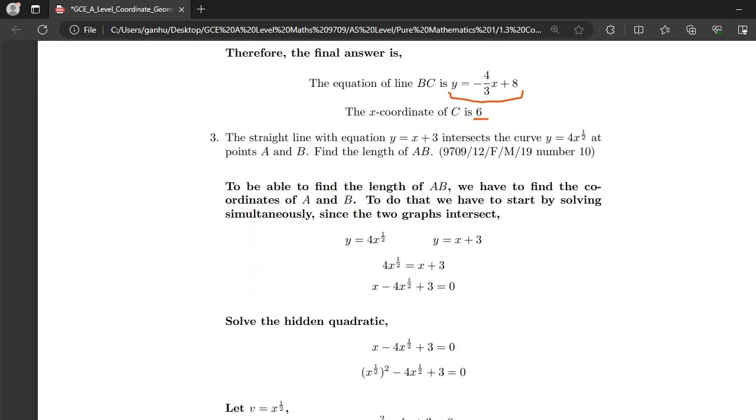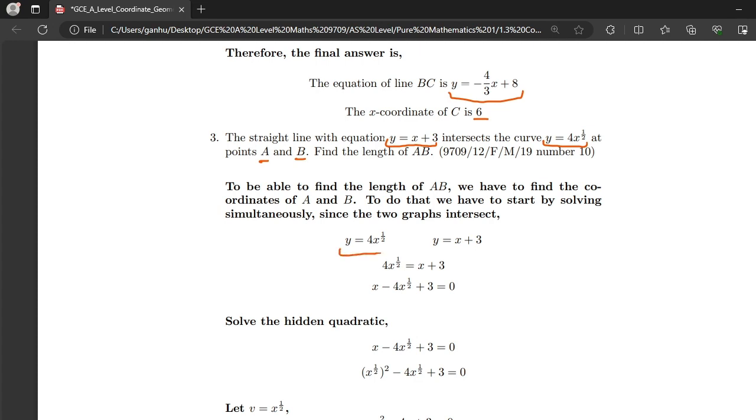The straight line with equation y equals x plus 3 intersects the curve y equals 4x to the power half at points A and B. Find the length of AB. To find the length, we need to first find the coordinates of A and B. These two equations intersect each other, so since A and B are their points of intersection, we can solve the two equations simultaneously to get the coordinates of A and B.